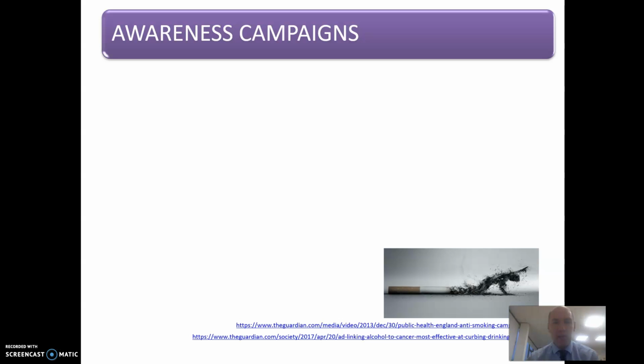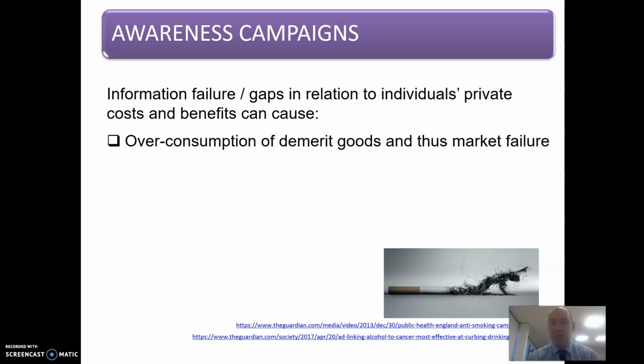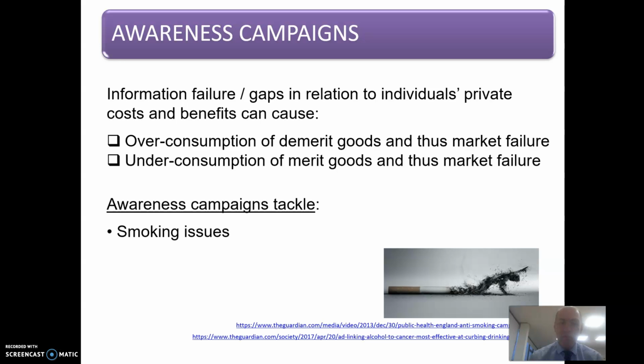Now you've got this in your notes on page 119, and really what an awareness campaign is, it's an attempt by the government to reduce or to close an information gap in relation to individuals' private costs and benefits. Now these cause overconsumption of demerit goods and obviously market failure as a result, and underconsumption of merit goods, and again creating market failure. So in terms of real world examples, it might be smoking issues, it might be overconsumption of alcohol or fast food, and so on and so forth.